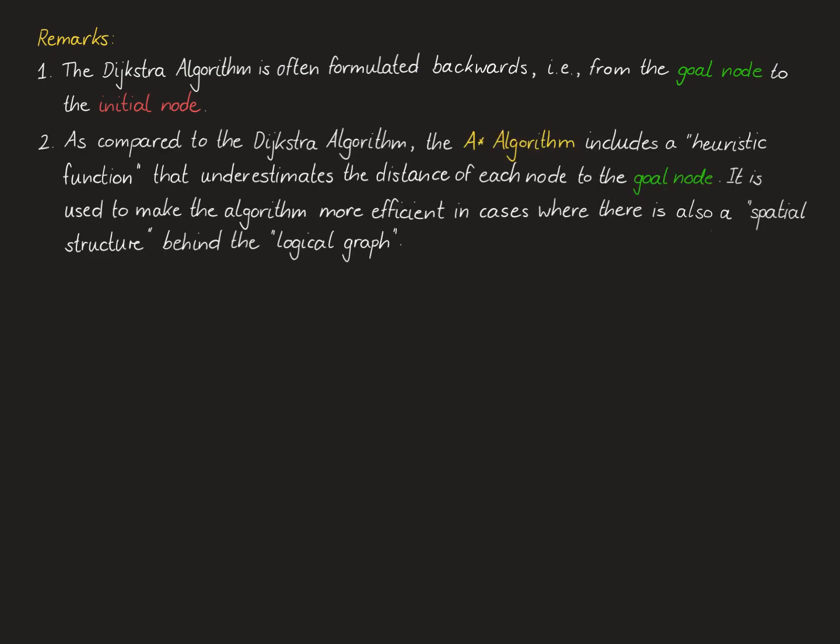And second, the A-star algorithm is actually very similar to the Dijkstra algorithm. The only difference is that the A-star algorithm includes an additional heuristic function that underestimates the distance of each node to the goal node. This heuristic function is used to make the algorithm more efficient in cases where there's also a spatial structure behind the logical graph, which is the case for our motion planning problem, because as you may remember, each node of the graph corresponds to a position in a spatial map.